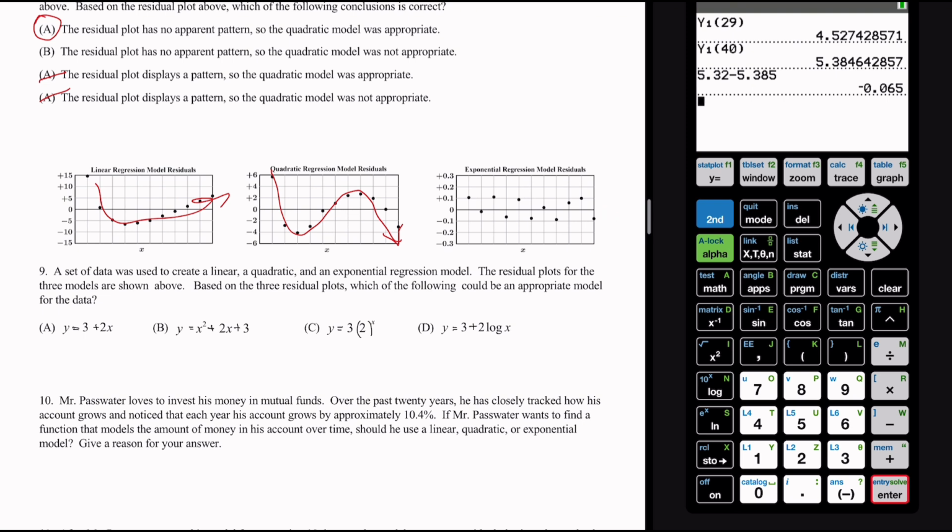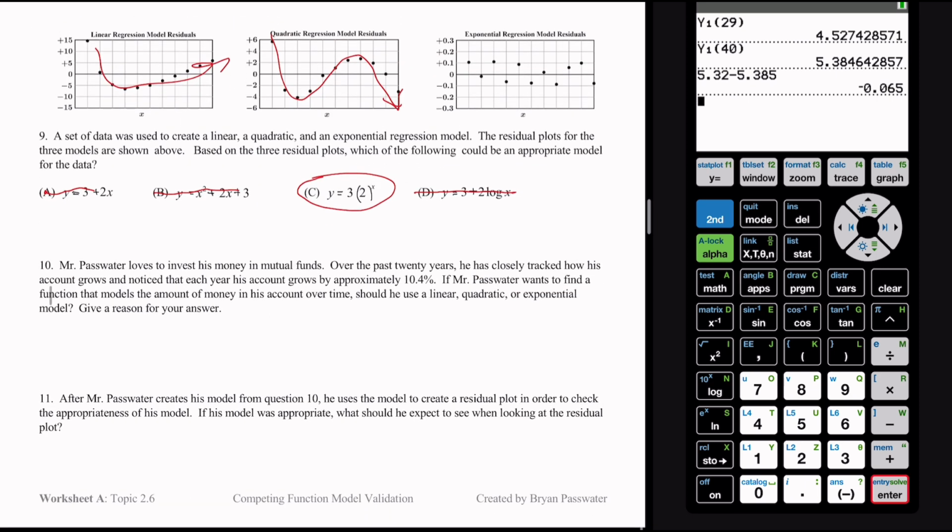So then we're looking for an exponential equation. This right here is not exponential. This right here is a quadratic, so it's also not exponential. Looks like this is exponential. And this one right here says log, so it's not exponential, it's a log graph. So our answer is C.